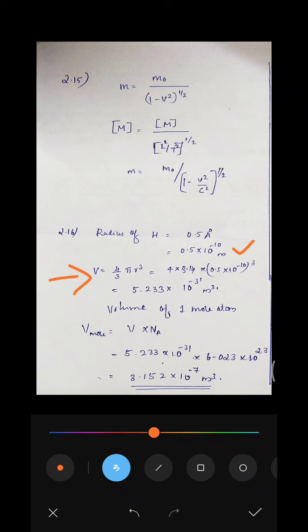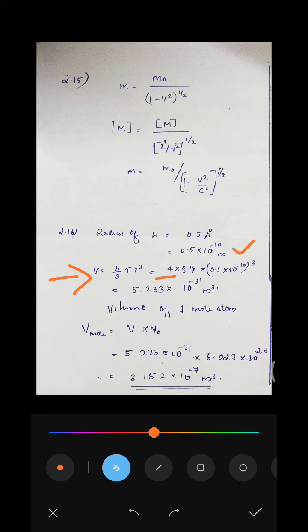Okay, forgot to put the 3. Okay, 4 by 3 into pi into r cube. Then you will get the answer as 5.233 into 10 to the power minus 31 meter cube. You just do that calculation, then you will get an idea. So the volume of one hydrogen atom is 5.233 into 10 to the power minus 31 meter cube.